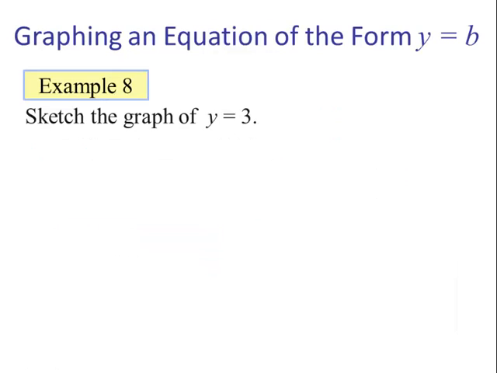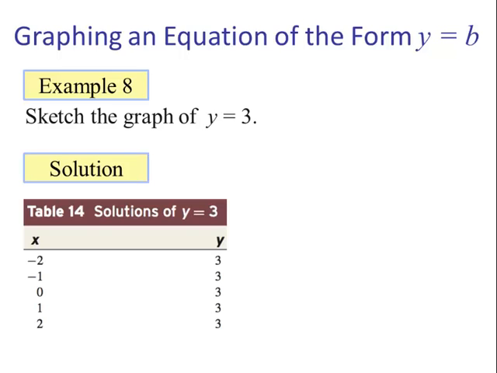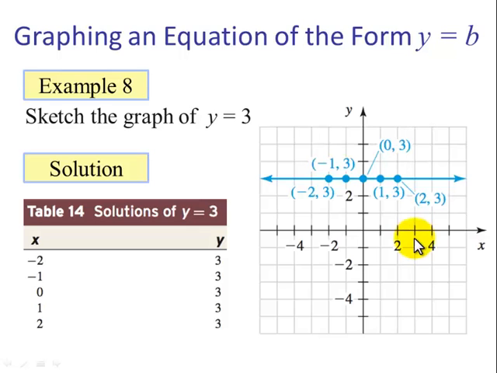So let's do an example. Sketch the graph of y equals 3. So in this case we see that b is 3, and that means for different values of x, the value of y is the same, 3. So we know this is going to be a horizontal line. And if we plot these points, when x is -2, we have a 3. When x is -1, we have a 3, so on and so forth. Connect these, we see it's a horizontal line. The slope of a horizontal line is 0.